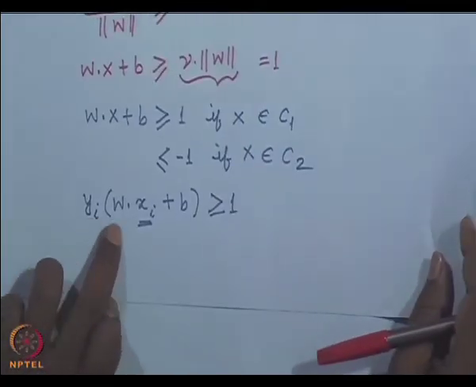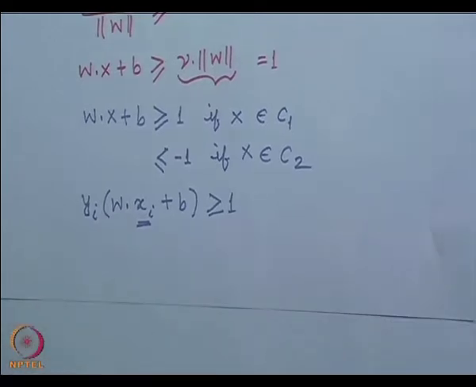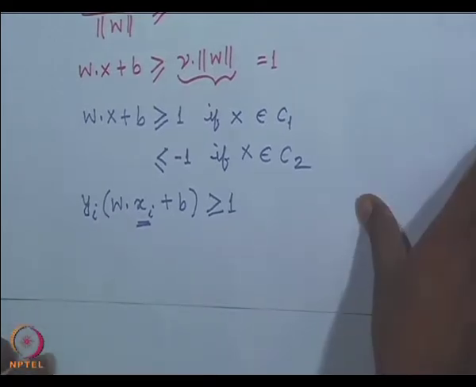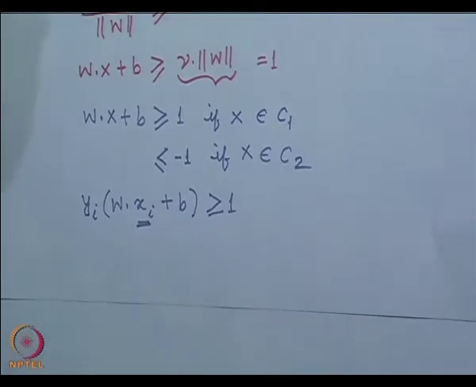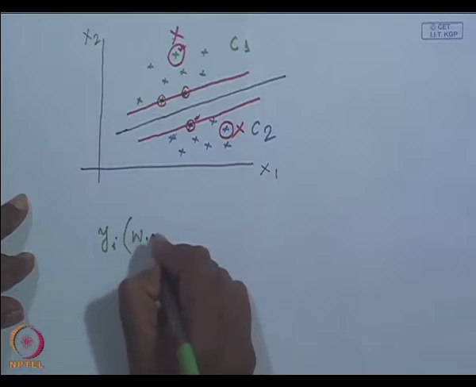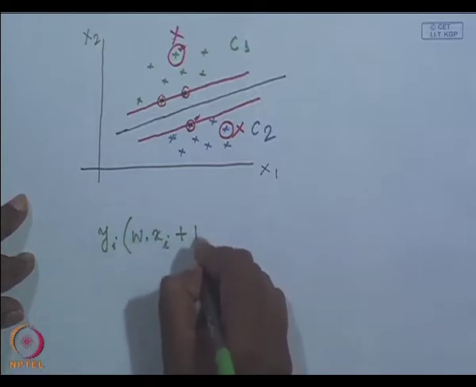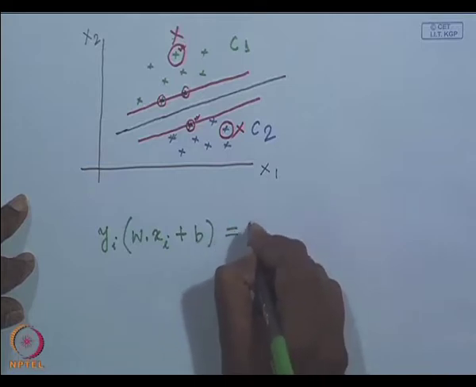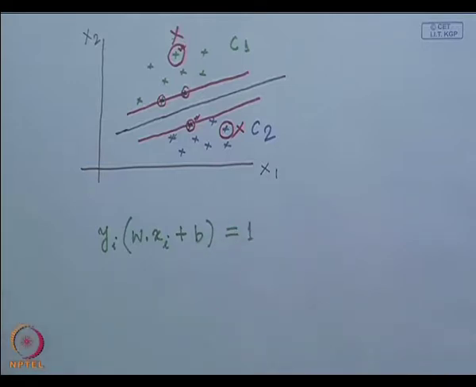So, that is why I said that y_i into (w dot x_i plus b) will be equal to 1 when x_i is a support vector. So, I have y_i into (w dot x_i plus b) equal to 1 if x_i is a support vector. So, this equality holds only for the support vectors.